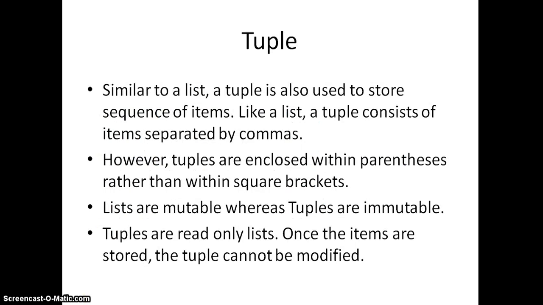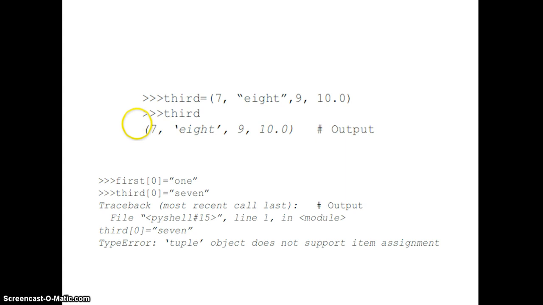Next comes the tuple. Tuple is similar to list, but the difference is that a tuple is specified within parentheses, whereas a list is specified within square brackets. The second important difference is that lists are mutable, whereas tuples are immutable. That means the items of a tuple cannot be changed, whereas the items of a list can be changed. So let us see one example for this.